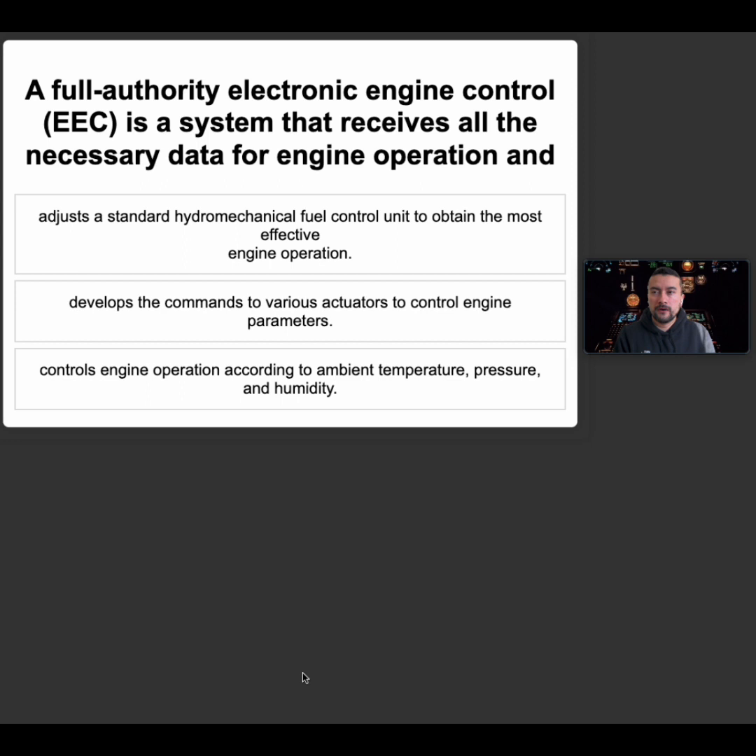A Full Authority Electronic Engine Control (EEC) is a system that receives all the necessary data for engine operation and adjusts the standard hydromechanical fuel control unit to obtain the most effective engine operation. Develops the commands to various actuators to control engine parameters. Controls engine operation according to the ambient temperature, pressure, and humidity.